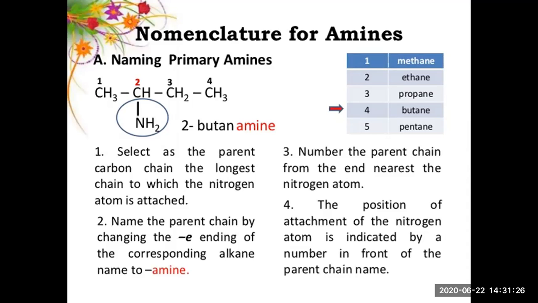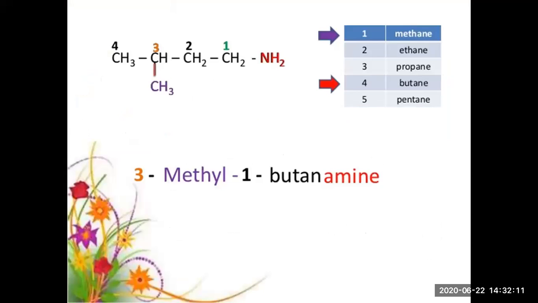Naming primary amines. Select as the parent carbon chain the longest chain to which the nitrogen atom is attached. Name the parent chain by changing the -e ending of the corresponding alkane name to -amine. Number the parent chain from the end near the nitrogen atom. The position of the attachment of the nitrogen atom is indicated by the number in front of the parent chain name. Parent chain name: one, methane; two, ethane; three, propane; four, butane; and five, pentane. So this is all about the arrangement of the nitrogen.